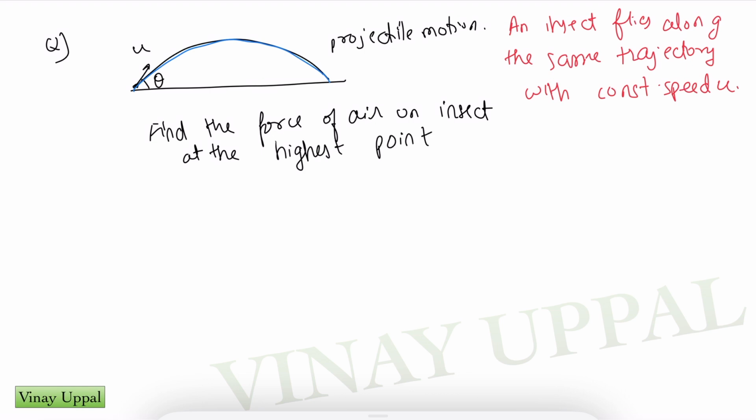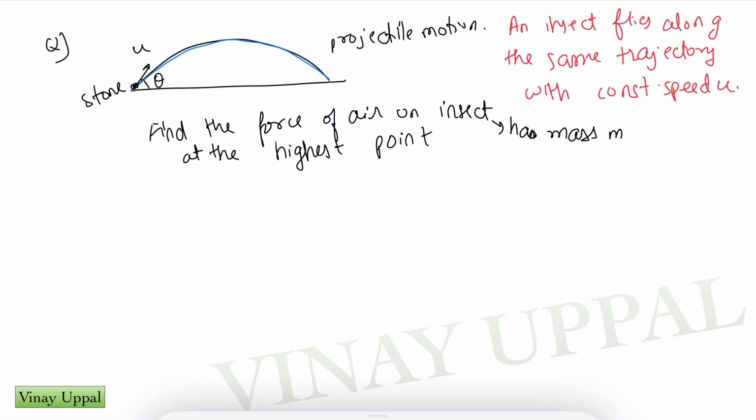So on this initial particle that was thrown, let's say it's a stone, there was no effect of air resistance. We are assuming the stone is heavy enough to avoid air resistance, but of course an insect is flying due to the force of air. So I want to find the force of air on the insect at the highest point, and let's say the insect has a mass m. Alright, so if you want, you can pause the video and give it a try, and then you can take a look at my solution.